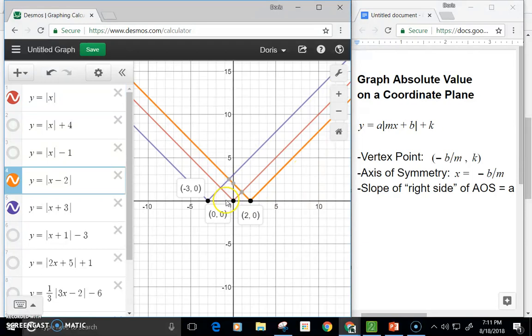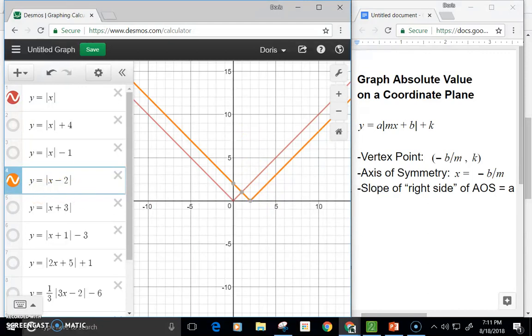The slopes of both sides of each of these absolute value graphs are exactly the same. The axis of symmetry has changed. So if I focus just on the one where we subtracted 2 from the value of x, notice that our axis of symmetry has shifted over 2 units as well. The line where it's reflecting is now where x equals 2. It's going through this vertex point.